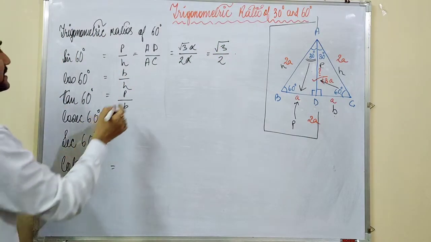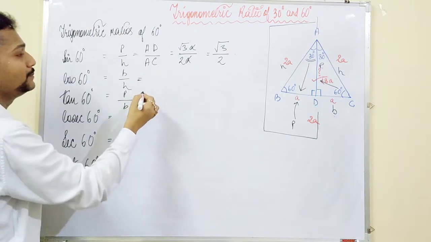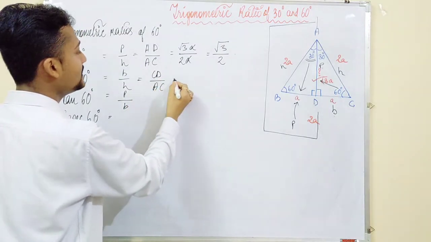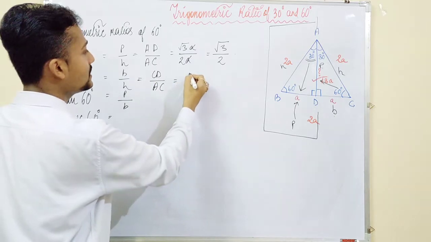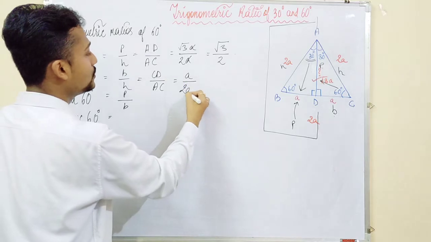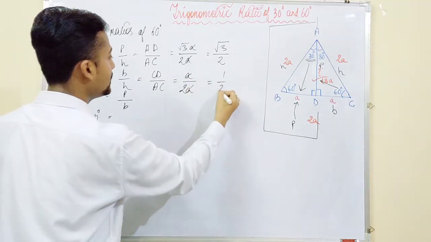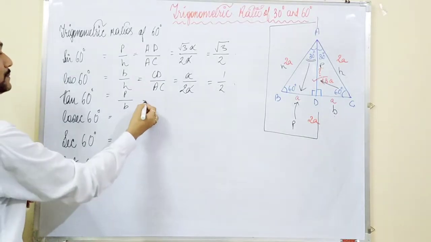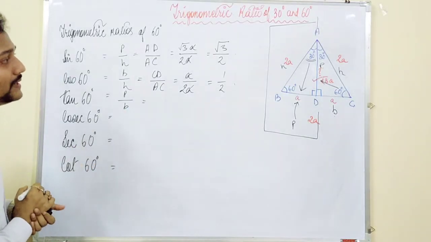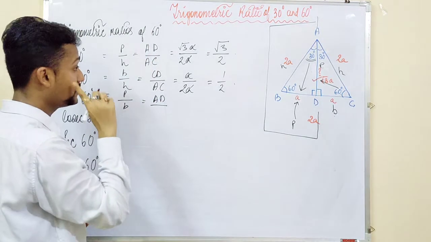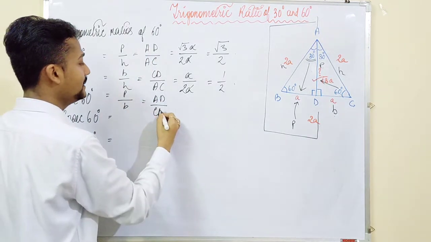Then cos 60 degree is B by H. B is equal to CD, H is equal to AC. CD is equal to A and AC is equal to 2A. That means it will be 1 by 2. Tan 60 degree is equal to P by B. That means P is equal to AD. B is equal to CD.